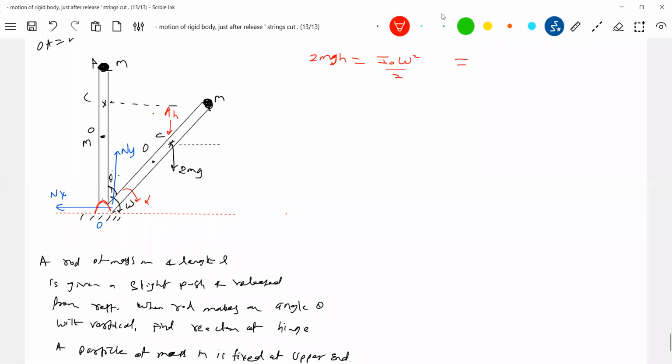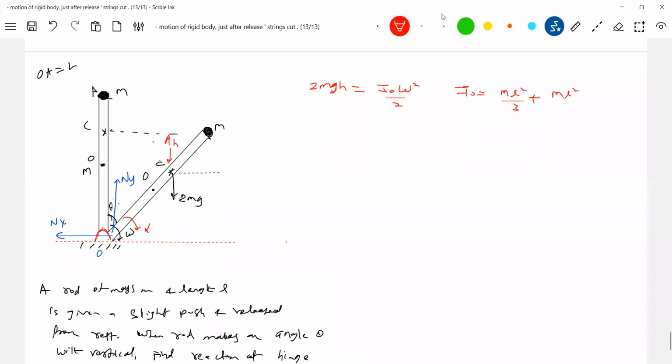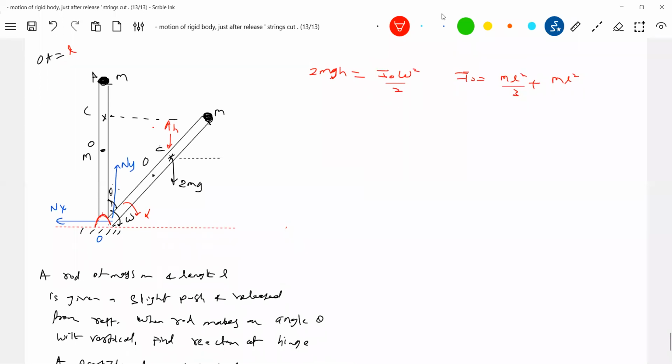How to calculate the moment of inertia? That of the rod is ML squared by 3, that of the particle is mL squared. I brought it so that not only the rod is being discussed, I can attach one particle also. The length of the rod is L. Substituting this and solving, we will get omega.